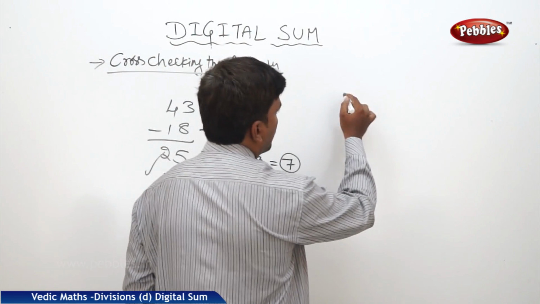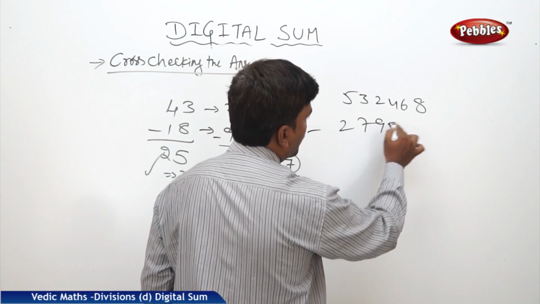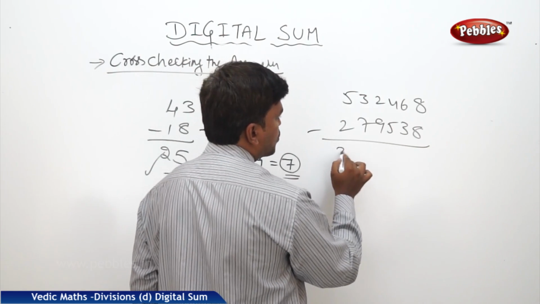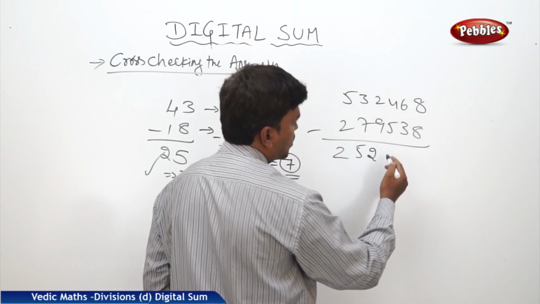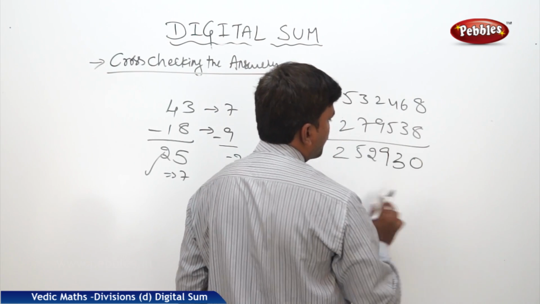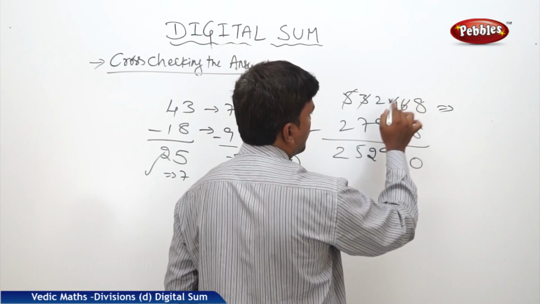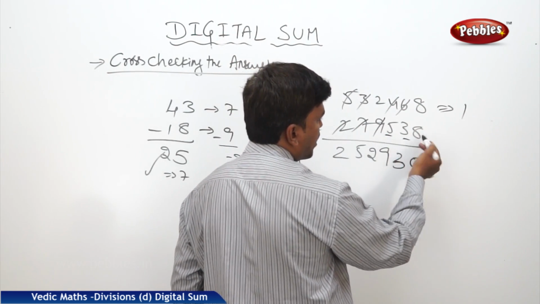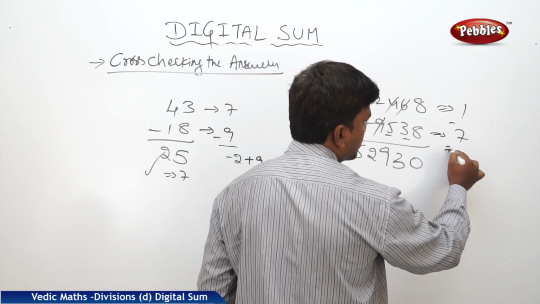We'll take one more example. So 532468 minus 279538. I want the digital sum. I want to check the answer. 3 but 2, 3, 6 but 5, 2 plus 1, 3 but 2, 5, 9 but 2, 3 but 2, so 3 but 3, 0. Now let us cross check the answer. 5, 4 you can cross check. 6, 3 leave. 2, 8, 1. Now 9, 9, 5, 3, 8, 8 is 16. 1 plus 6, 7. 1 and 6, 1 and 7, it is minus 6.